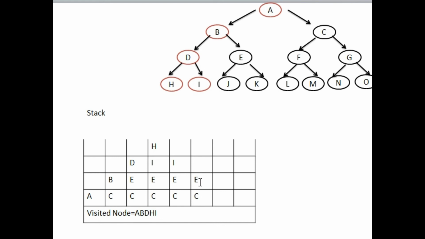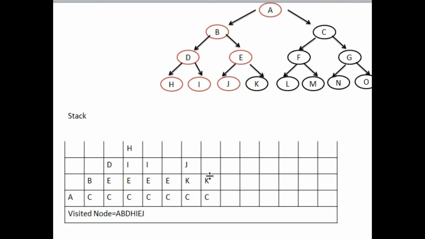Then I will pop the next value from the stack which is E and check whether it is a goal or not. If it is not a goal, I will mark it over here, and the children of this node I will push into the stack. So just look at the arrangement. First I entered K, then I entered J. Then I will pop the next value, which is J. Then I will pop the next value K, and then I will pop the next value C. So J and K have no child nodes, so there is no increment in the stack.